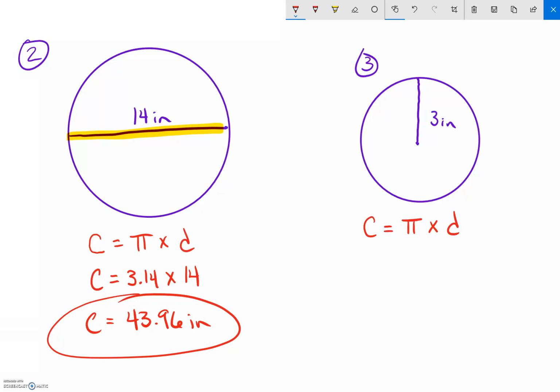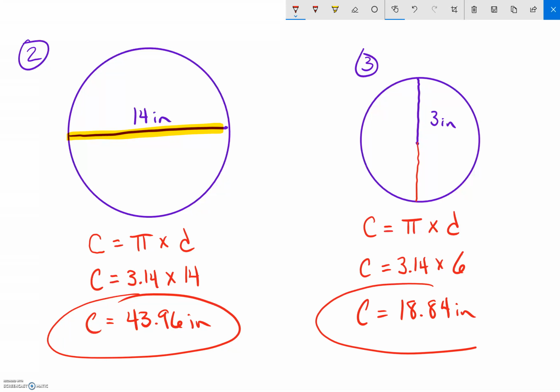The third one over here, we were not given a diameter, we were given a radius. So circumference equals pi 3.14 times the radius is 3, which means the diameter would be all the way across. The diameter would be 6. So 3.14 times 6 is going to give us our circumference of 18.84 inches is the distance around that circle.